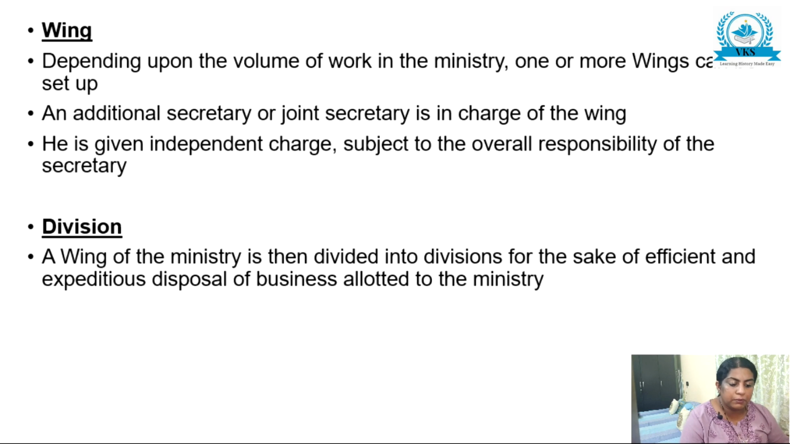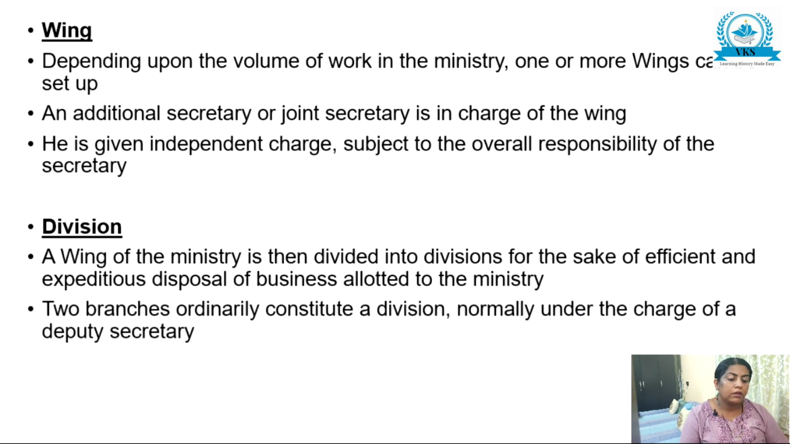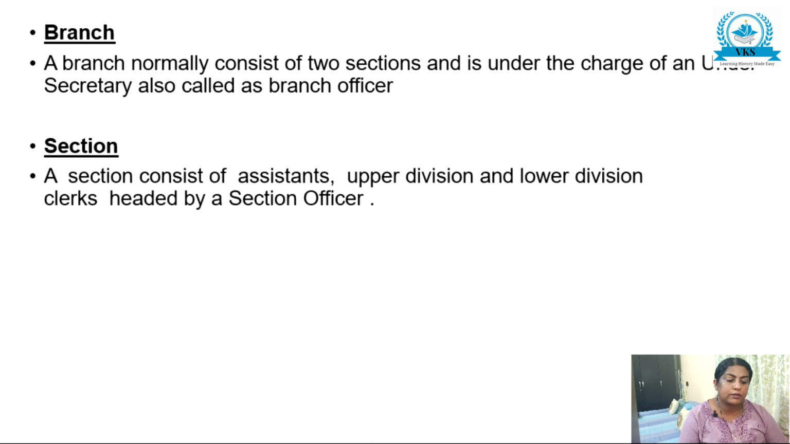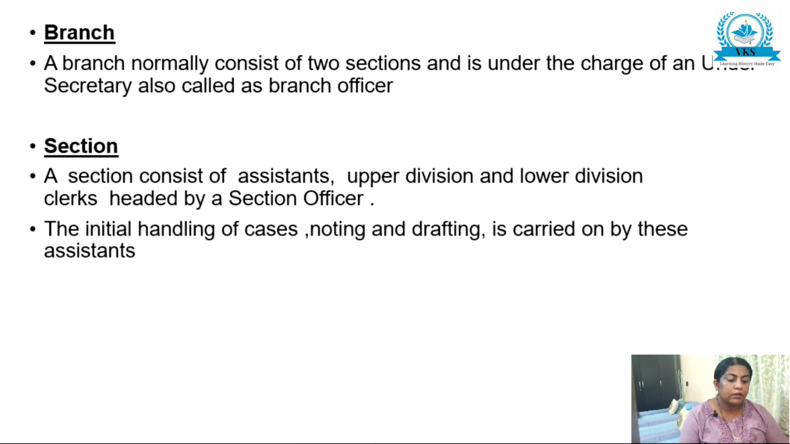Division. A wing of the ministry is divided into divisions for the sake of efficient and expeditious disposal of business allotted to the ministry. Two branches ordinarily constitute a division, normally under the charge of a deputy secretary. Branch. A branch normally consists of two sections and is under the charge of an under-secretary, also called branch officer. Section. A section consists of assistants, upper division and lower division clerks headed by a section officer. The initial handling of cases, noting and drafting is carried on by these assistants.